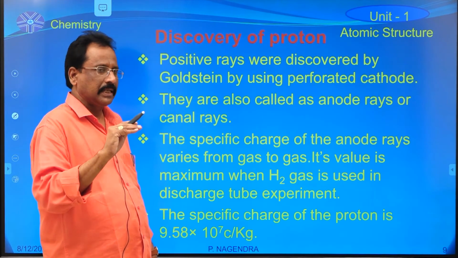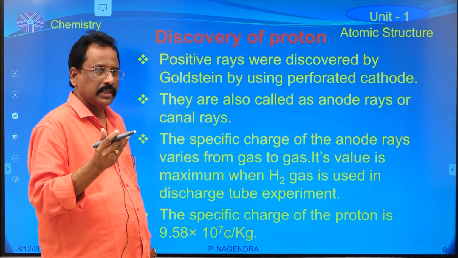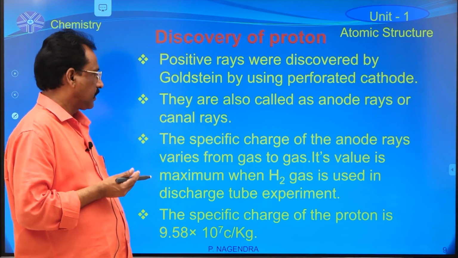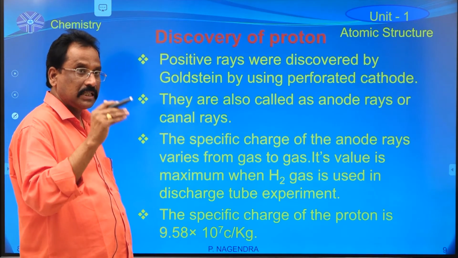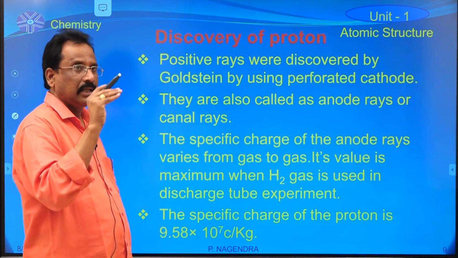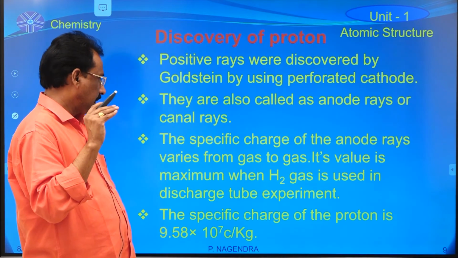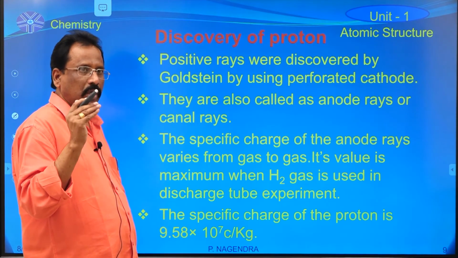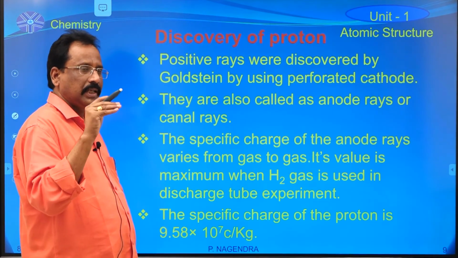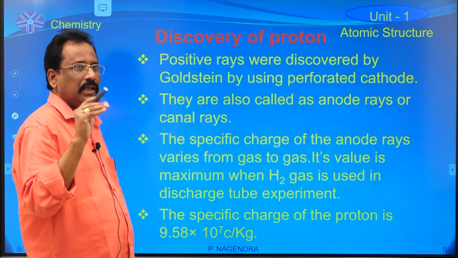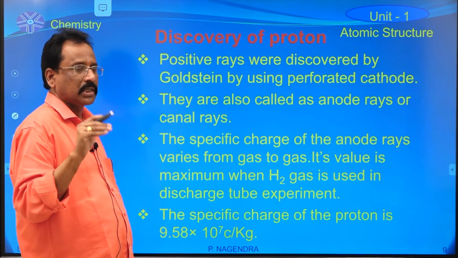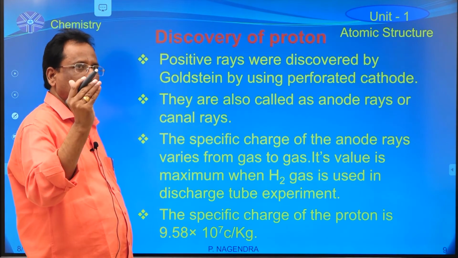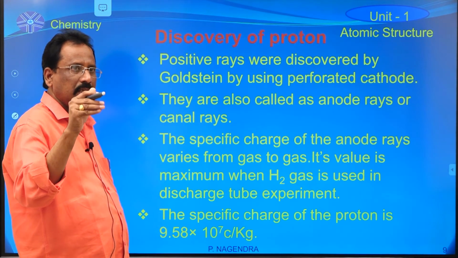From gas to gas, the specific charge of the positive rays varies. That's why he used only hydrogen gas containing H plus ions. It is the lighter mass. At the same time, the H plus ion contains only one proton, so its mass is very less when compared to the He plus ion. The He plus ion contains two protons. When compared with one proton mass, two proton mass is more. That's why the specific charge of the helium ion is less.